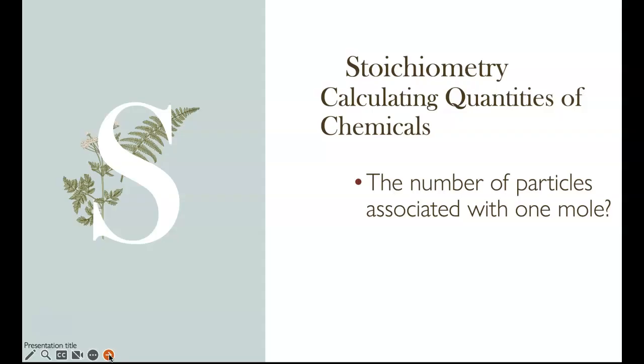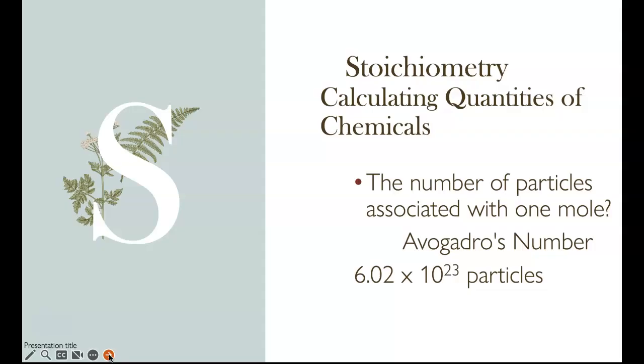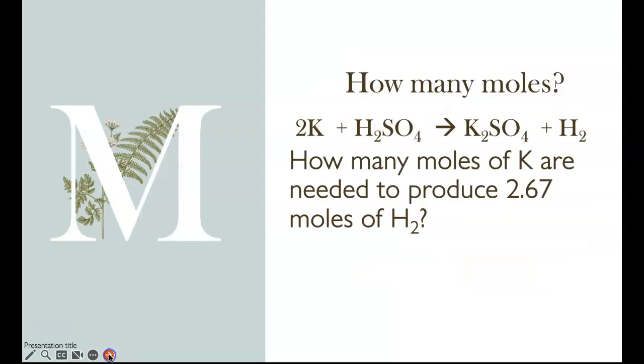All right, now to the stoichiometry part, calculating the quantities of chemicals. Again, what is the number of particles associated with 1 mole? That is Avogadro's number, 6.02 times 10 to the 23rd particles. All right, so again, equations, remember, are written in terms of moles, but you can't measure those moles in a lab. So how many moles of potassium are needed to produce 2.67 moles of hydrogen gas? And it's H2 because, again, hydrogen is diatomic.